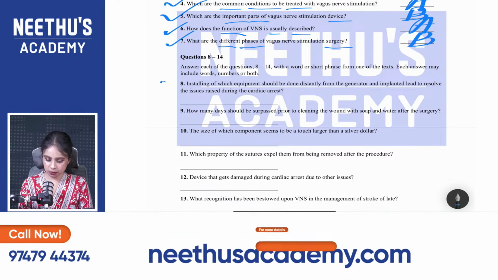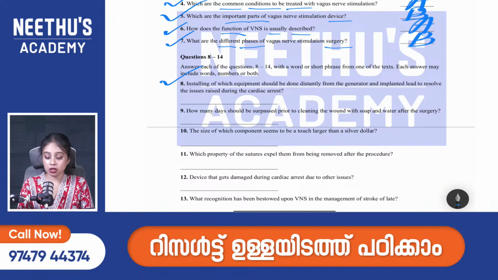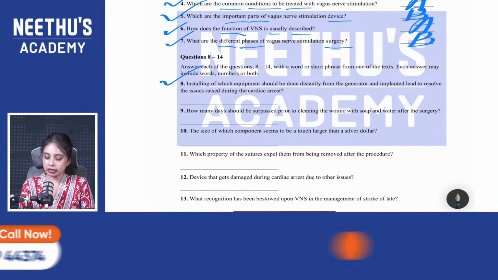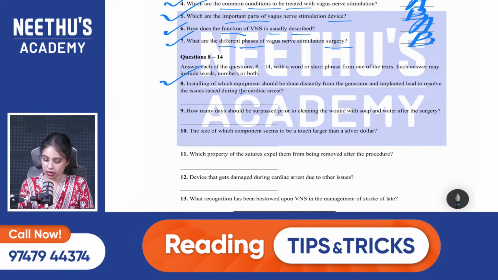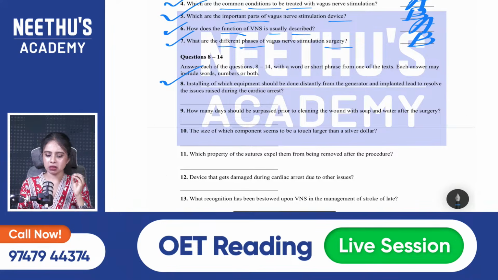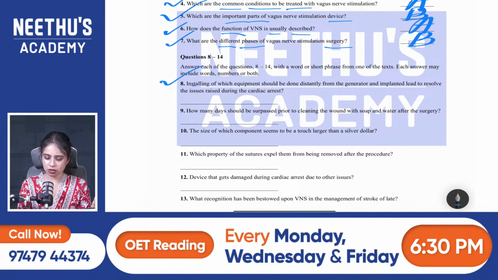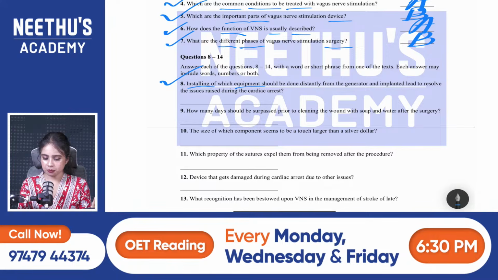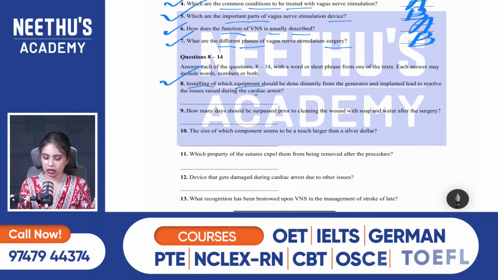So, the first question. Installing of which equipment should be done distantly from the generator and implanted lead to resolve the issues raised during the cardiac arrest? This is a little bit lengthy question. But even though a little bit lengthy, it's a very simple question. So, installing equipment and cardiac arrest.